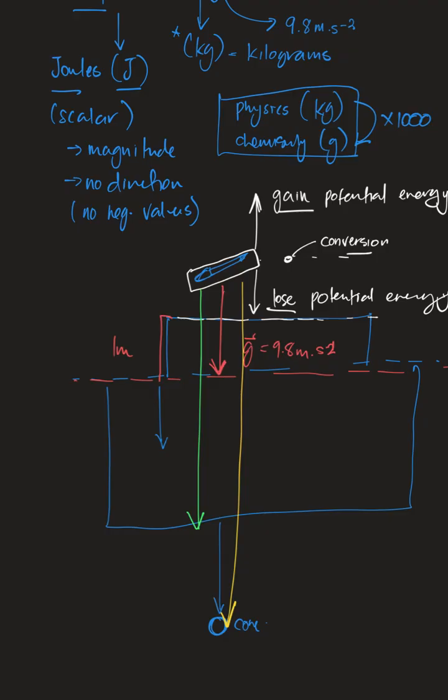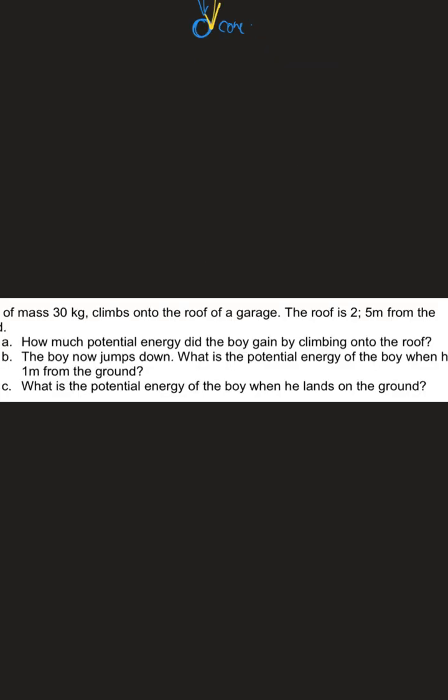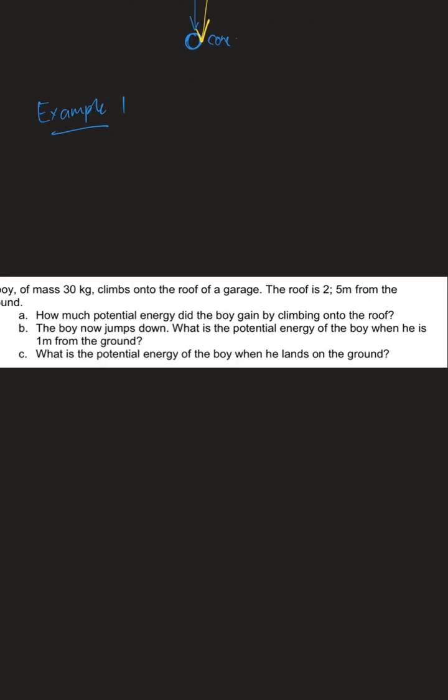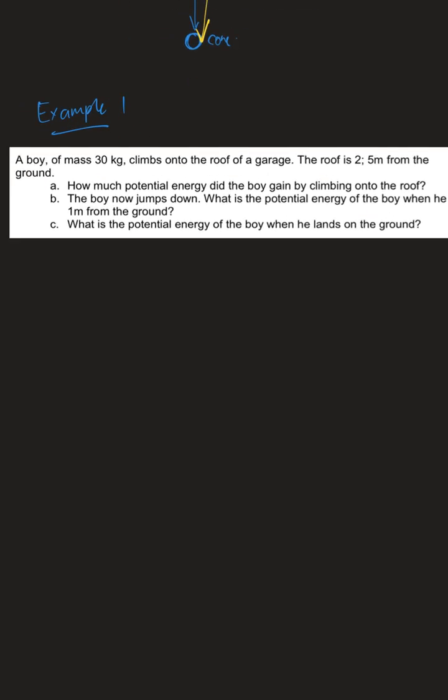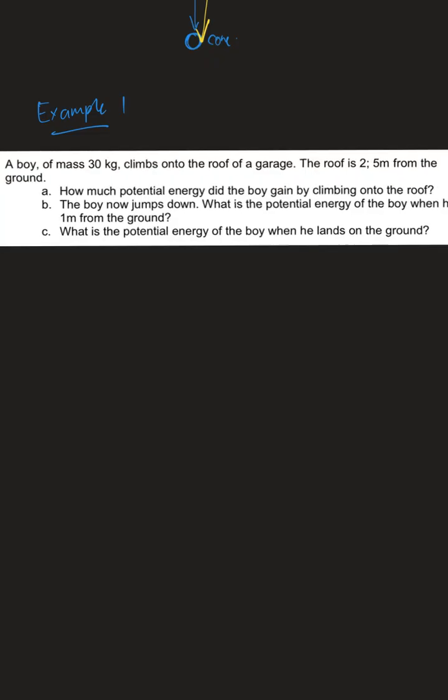Does it make sense? Right, let's have a look at example 1 for gravitational potential energy. Just have a look at this question. A boy of mass 30 kilograms climbed onto the roof of a garage. The roof is 2.5 meters from the ground.